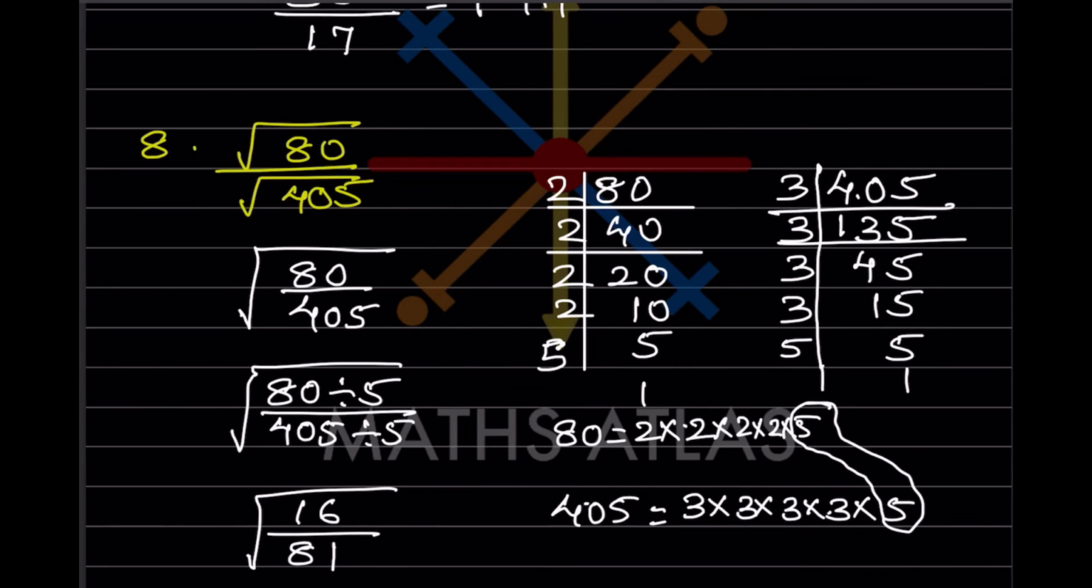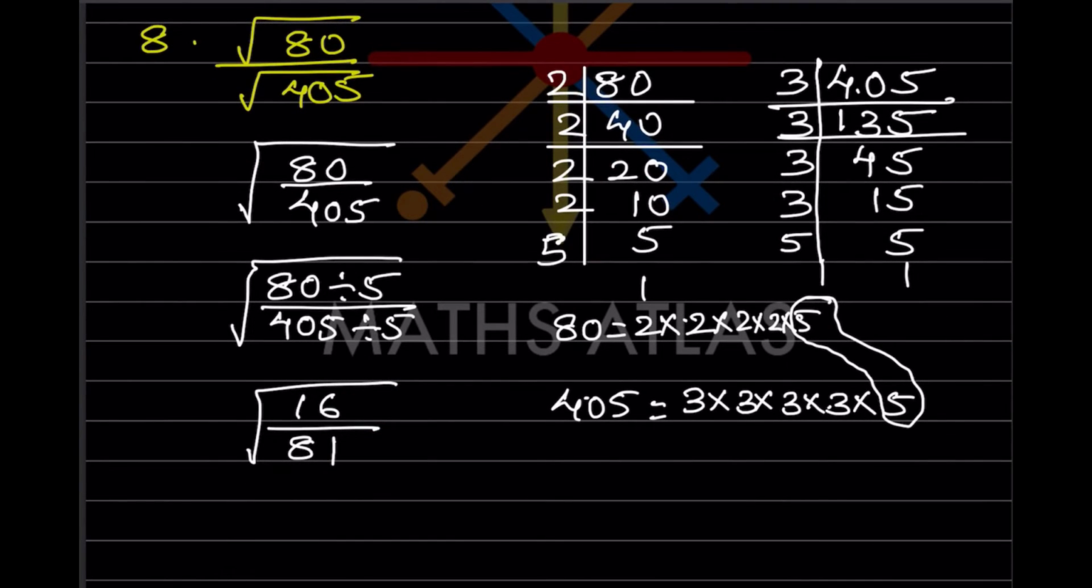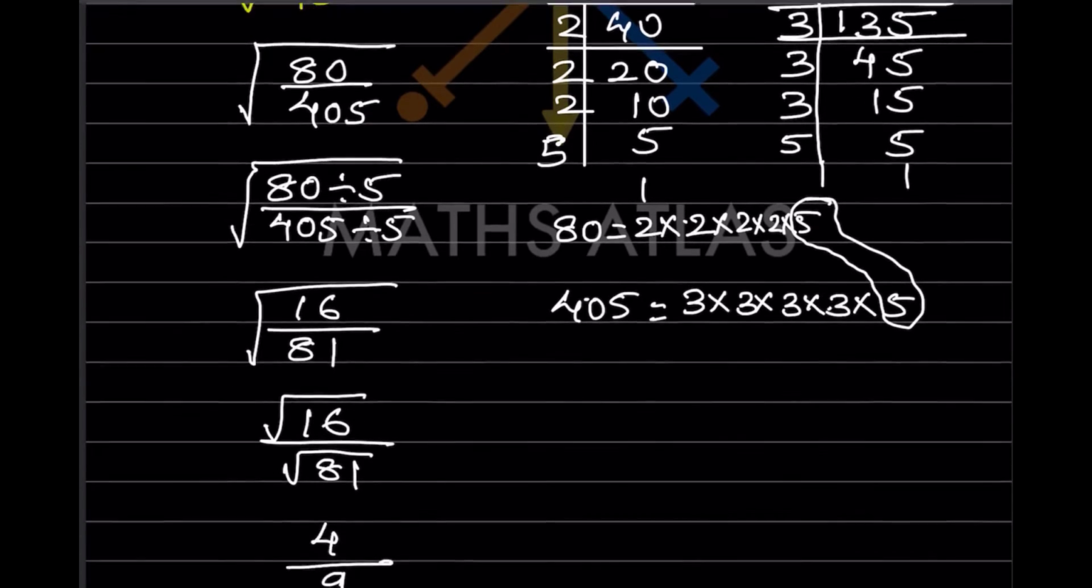So now you can see these both are the perfect squares. So now you can separate it. So that will be the numerator and the denominator. We'll write it separately along with the root. So this is going to be root of 16 is going to be 4, and root of 81 is going to be 9. So the answer is 4 by 9.